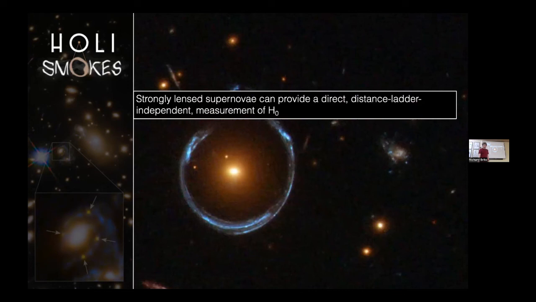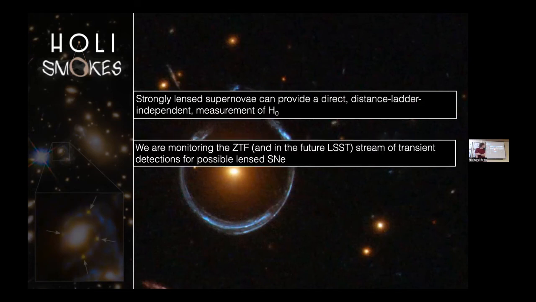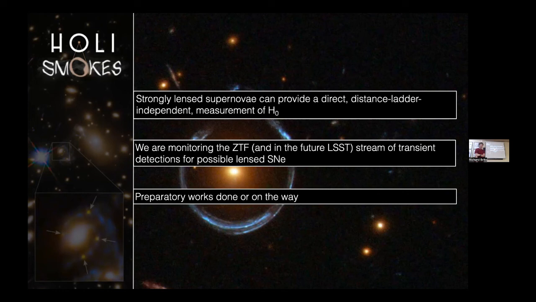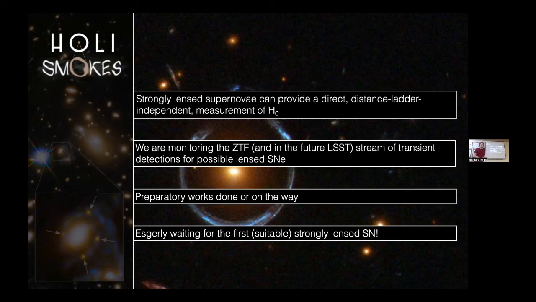And yeah, status is: in principle, as has already been shown by the lensed quasars, lensed supernovae can also provide a direct, distance-ladder-independent measurement of the Hubble constant. We are currently monitoring ZTF. We will probably more successfully monitor the LSST stream of transients in the future, and then hopefully also find some lensed supernovae. We are preparing for this, and we're eagerly waiting for our first lensed supernova. Yeah, that's it. Thanks a lot for your attention.